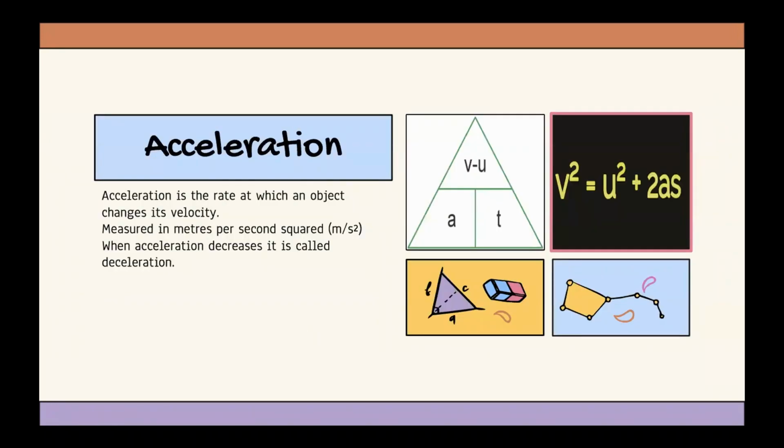Acceleration. Acceleration is the rate at which an object changes its velocity. It is measured in meters per second squared. And when acceleration decreases, it is called deceleration. We use two formulas for calculating acceleration.